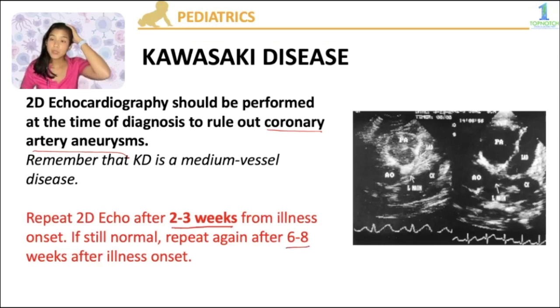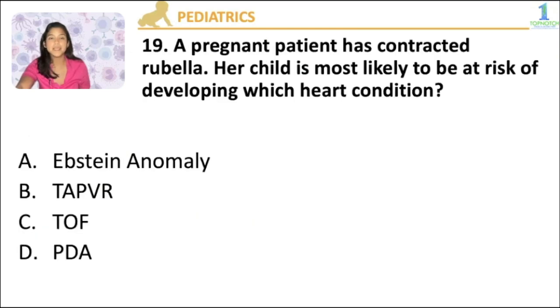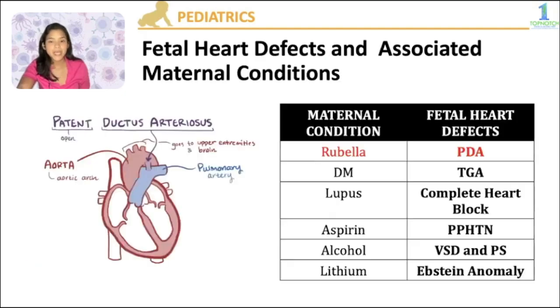And remember that we also give aspirin in these patients as an antithrombotic therapy, especially in the subacute and chronic phase of the illness. It is the only disease wherein we would give aspirin to children. Okay. Next, a pregnant patient has contracted rubella. Her child is most likely to be at risk of developing which heart condition? Ebstein's anomaly, TAPVR, TOF, or patent ductus arteriosus. Among the options, our best answer is letter D, PDA.